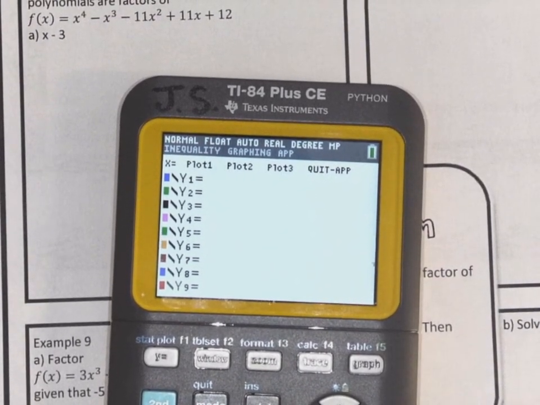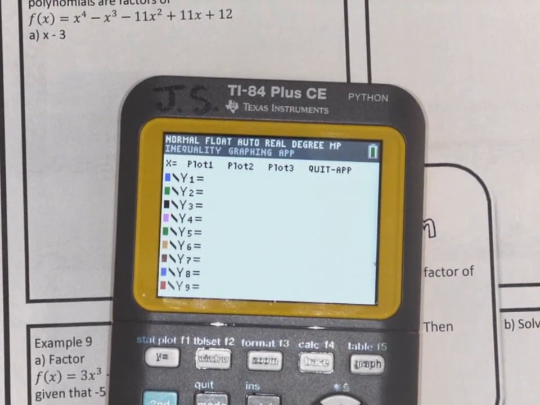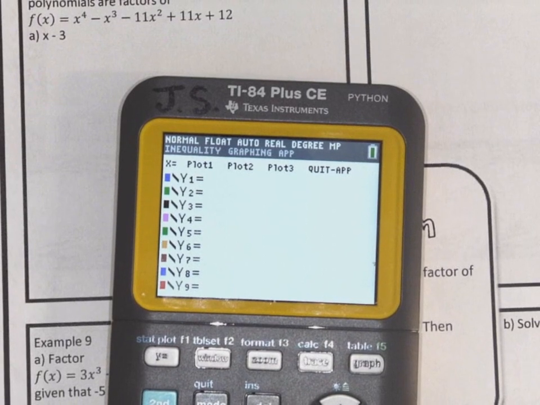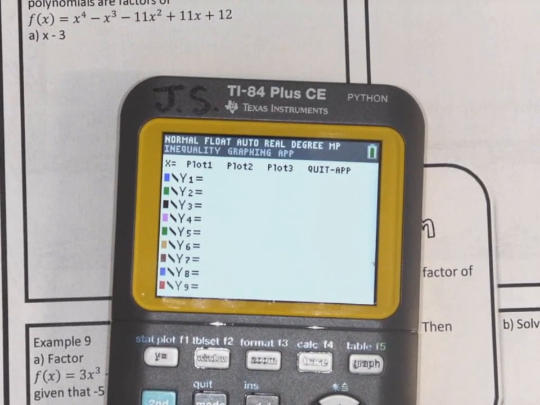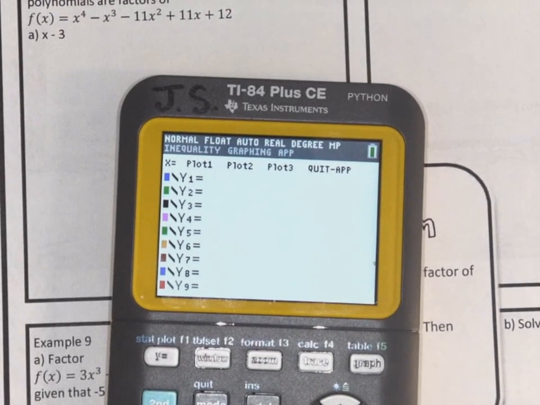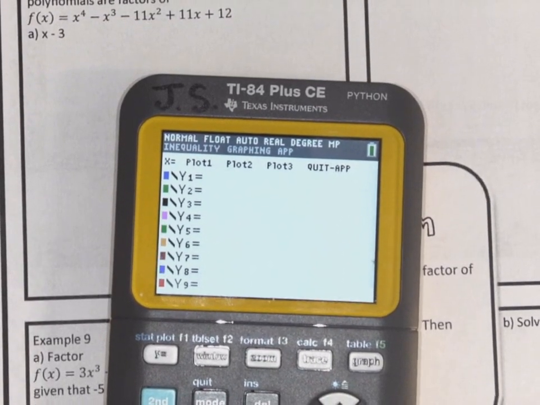This is something you want to do, especially if you're getting ready to take one of these tests coming up, the ACT or the pre-ACT or whatever, and you haven't used a graphing calculator before. I would be using it like my life depended on it today, just so I get used to it.